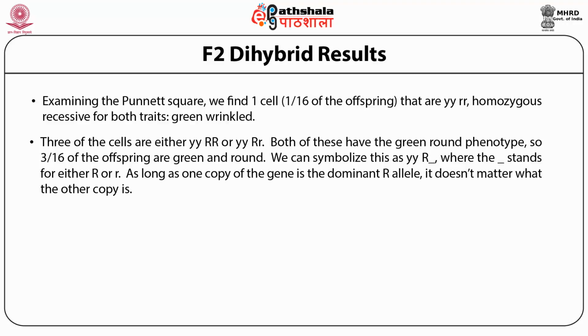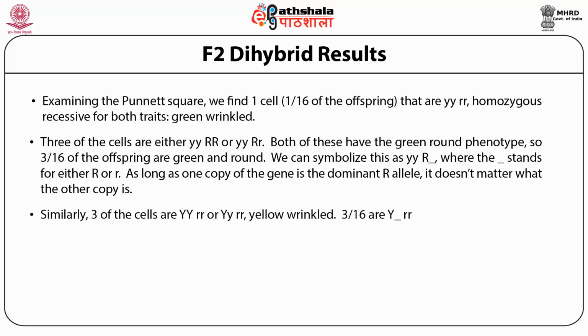We can symbolize this as small yy, capital R, and the remaining allele is unknown, so it is blank, where the blank stands for either capital R or small r. As long as one copy of the gene is the dominant or capital R allele, it doesn't matter what the other copy is.